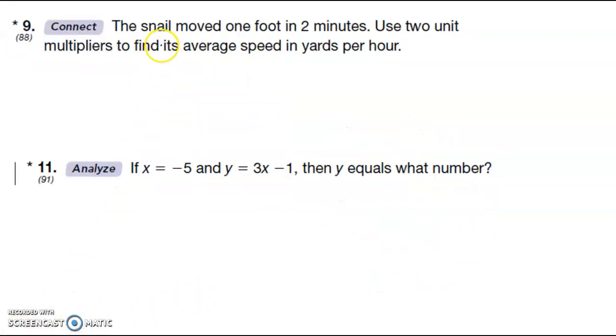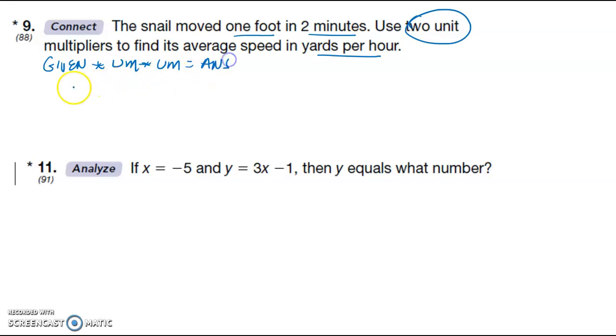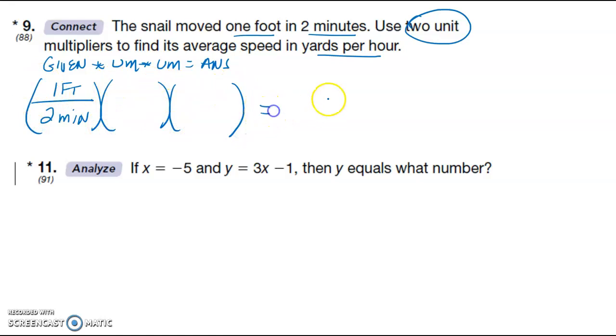All right. The snail moved 1 foot in 2 minutes. Use 2 unit multipliers to find its average speed in yards per hour. Okay, so we know that the overall formula is given times unit multiplier is equal to the answer. So we were given 1 foot per 2 minutes. And we know we have 2 unit multipliers to give us yards per hour.